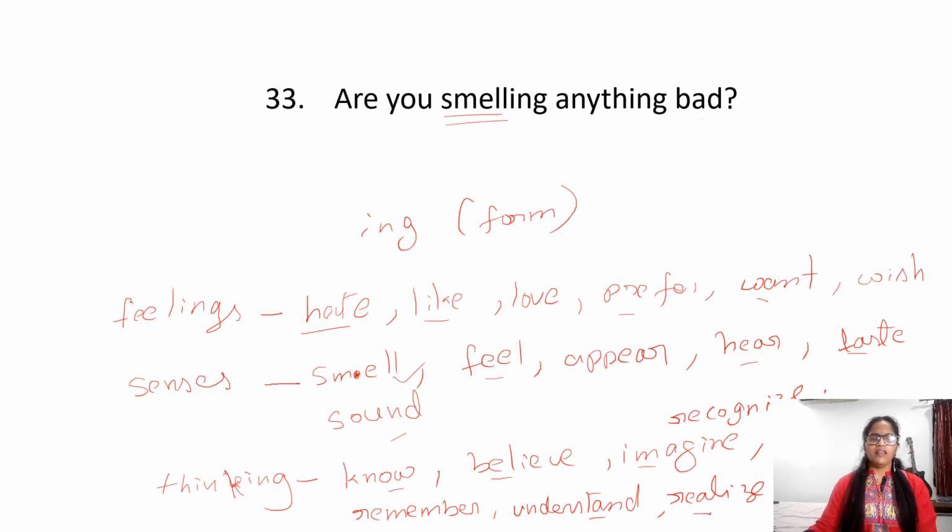Now here smell comes under names of senses. So smell has no ing form. Use of the ing form with the word smell is wrong. Right? So what do we need? We need just smell. When you are writing smell, we should not use be forms: is, am, are, was, or were. Now, to make it a question, we should take the help of do. "Do you smell anything bad?" is the correct answer.